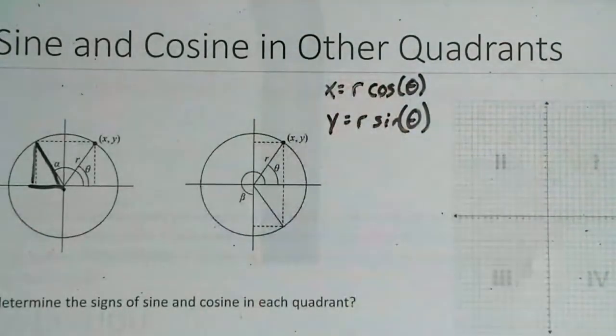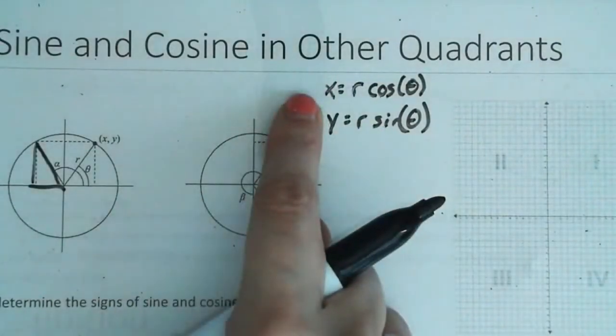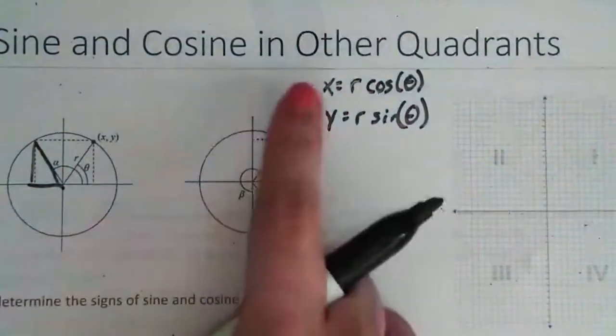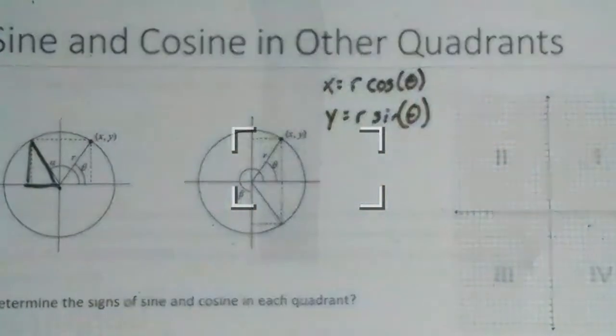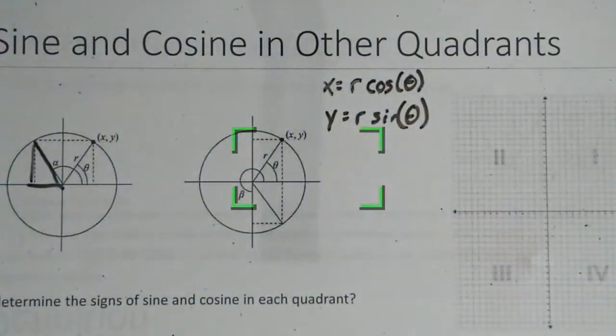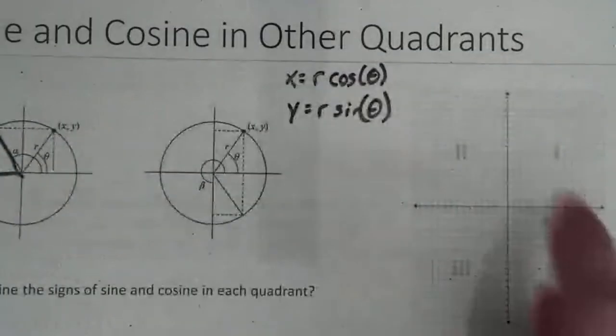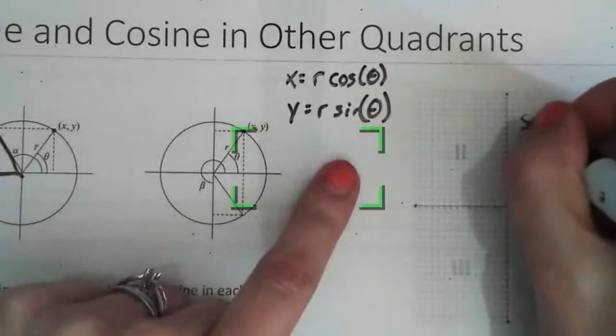So since the radius is always positive, then if x is negative, cosine is negative. If x is positive, cosine is positive. If y is positive, sine is positive. If y is negative, sine is negative. So let's go through that. Let's start with sine.